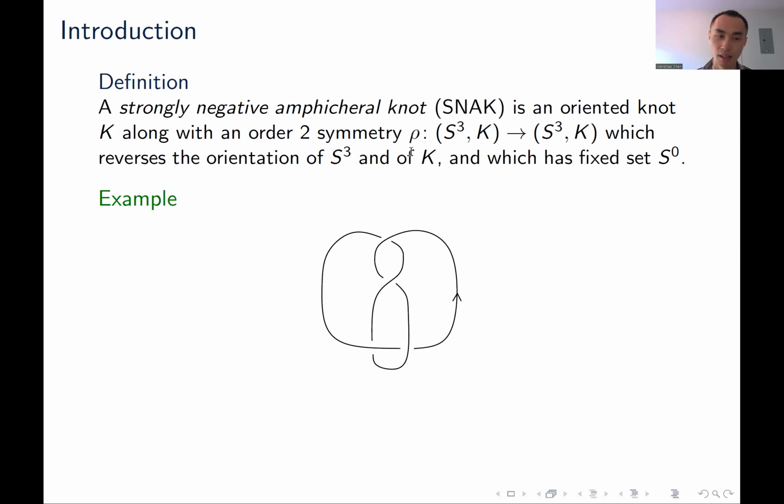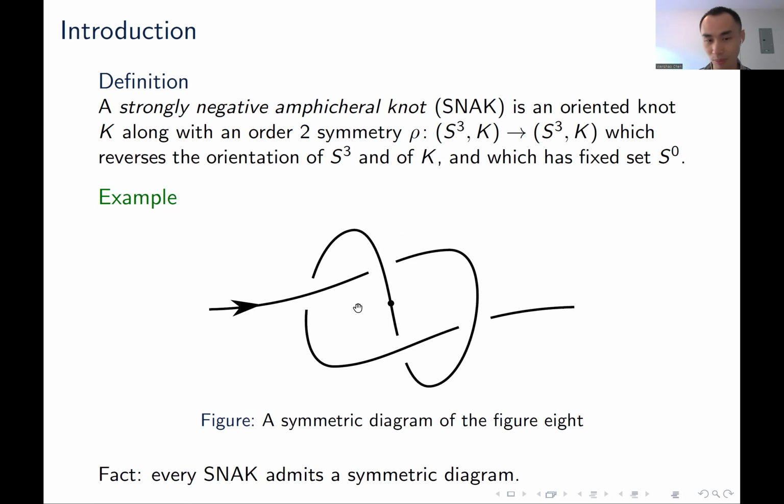Okay. And here's the first example of a snag. This is the figure 8 knot, and I'm sure most of you would agree with me that this is a snag. You might also have done the exercise of finding an isotopy from this knot to its mirror image. But the first thing I learned from Keegan is that if you want to think about the amphichiral symmetry on the figure 8 knot, then this is really the wrong diagram to look at. You're supposed to look at a diagram in this form.